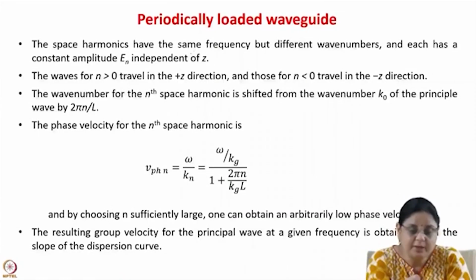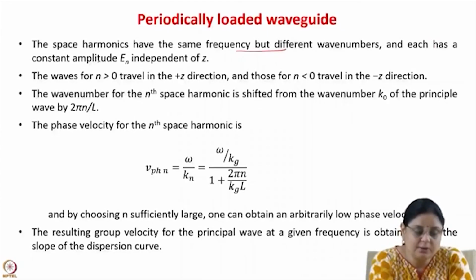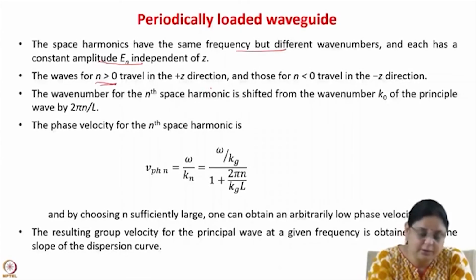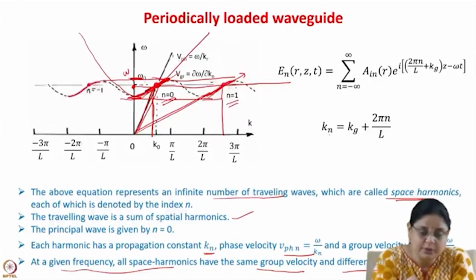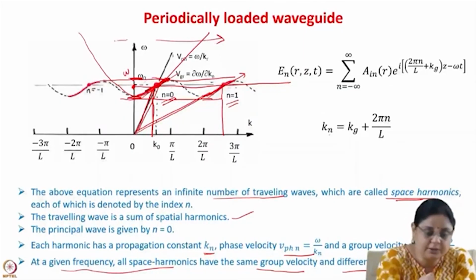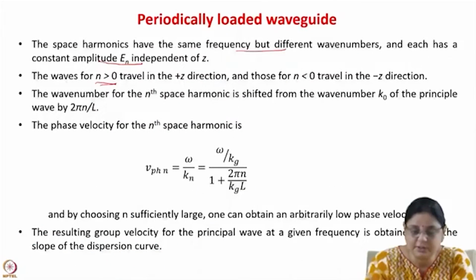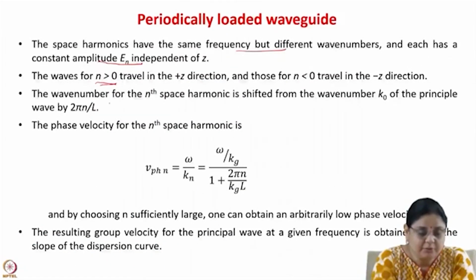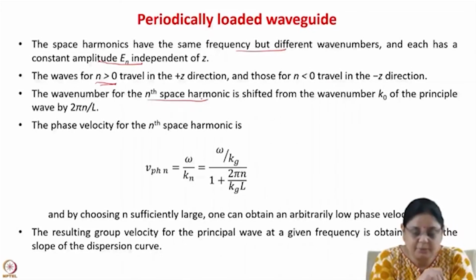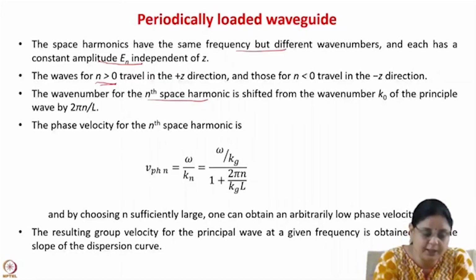So space harmonics have the same frequency but different wave numbers, and each has a constant amplitude En, which is independent of z. The waves for n greater than 0 travel in the positive z direction, and those for n less than 0 travel in the negative z direction. So this is n greater than 0, these are traveling in the forward direction, these are traveling in the reverse direction. The wave number of the nth space harmonic is shifted from the wave number k0 of the principal wave by 2 pi n by L.